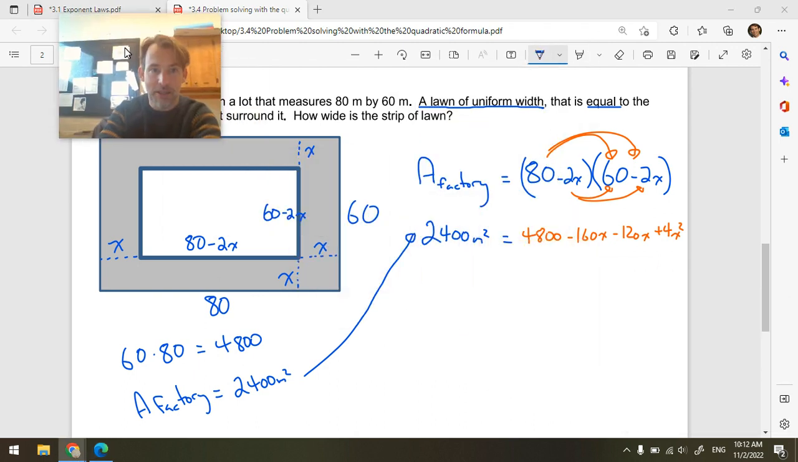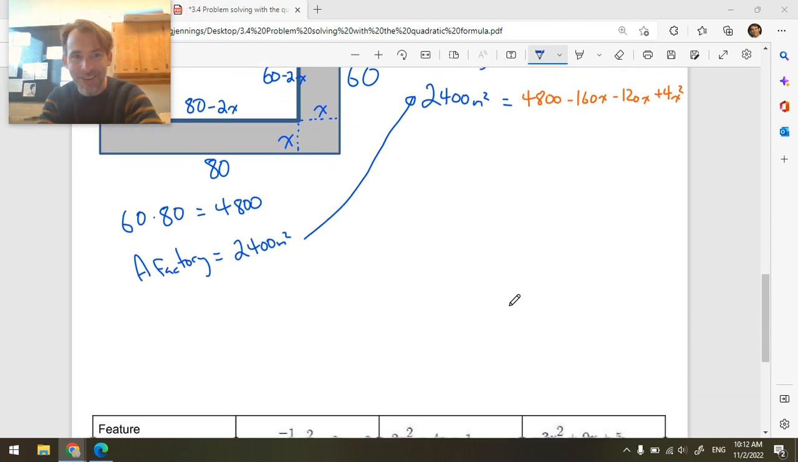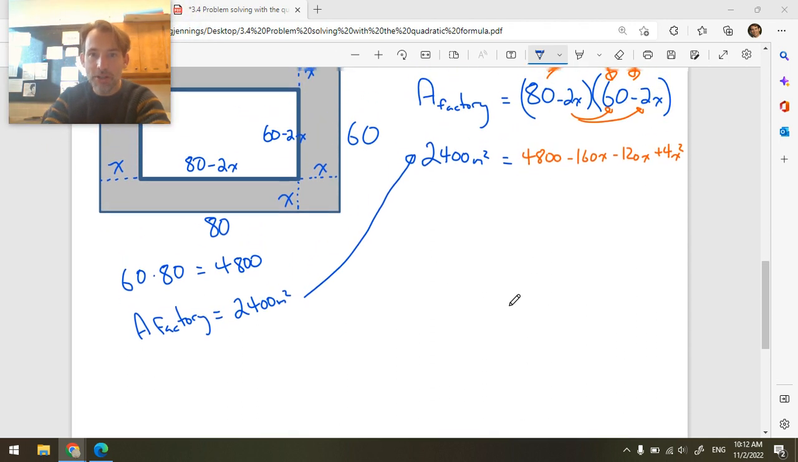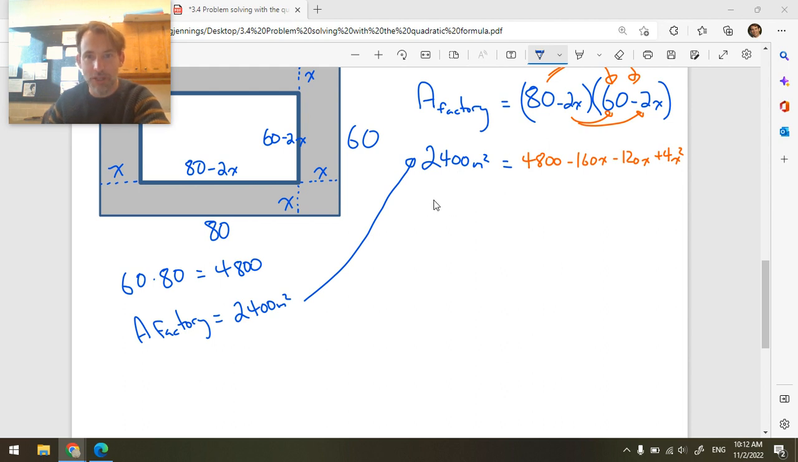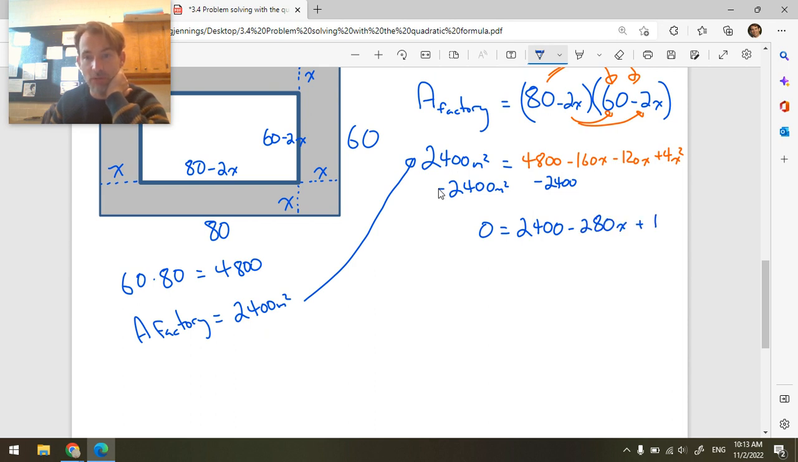Let's carry this down to another line. Let's keep our equation on there, and then we'll resolve this. Let's move this term over to the other side by simply subtracting it from both sides. Then we're going to get 0 is equal to 4,800 minus 2,400, which is 2,400, minus 160x minus 120x, which is minus 280x, plus 4x squared.